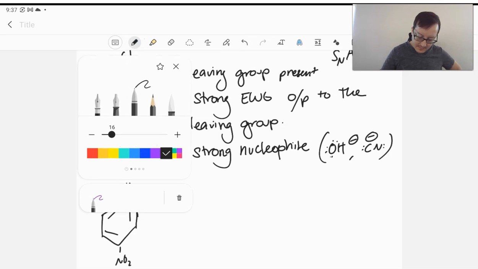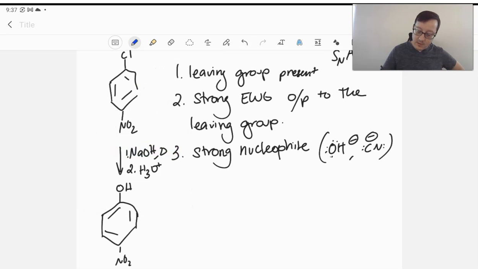And just to specify, very often for your strong EWG, there's really two options that are generally seen here. The nitro group is the preferred strong electron withdrawing group, although a sulfonic acid works as well. So you really need these two because you need the resonance that's going to happen here. So let's take a look at the mechanism.